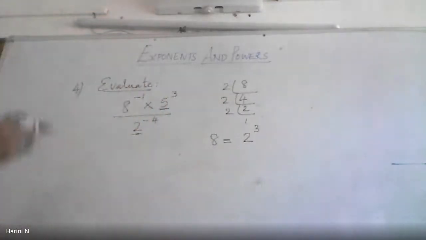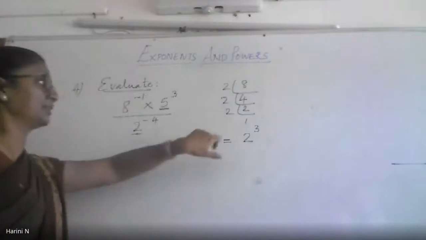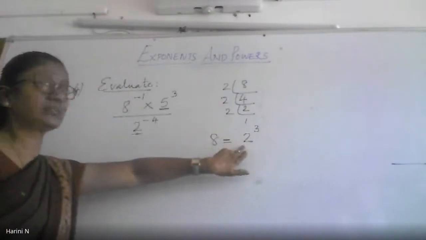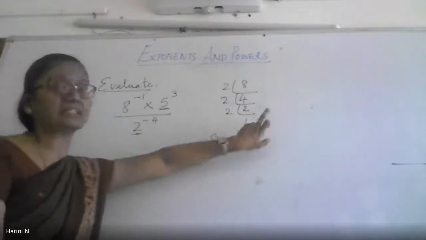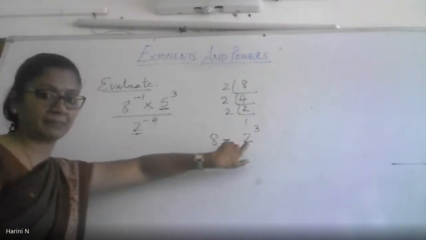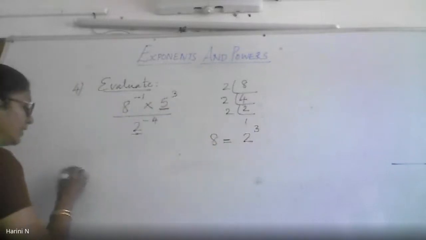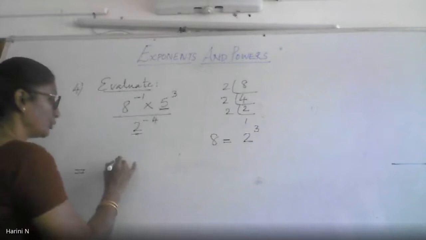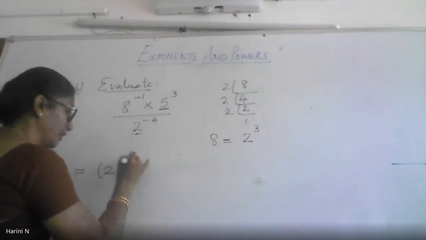Correct? It is 2 into 2 into 2, 2 multiplied 3 times. So in the place of 8, you can express it as the exponent 2 to the power 3, where 2 is a prime number. You can't factorize it further. So in the place of 8, I will substitute 2 cube. Can I do that? And this is raised to power 1.